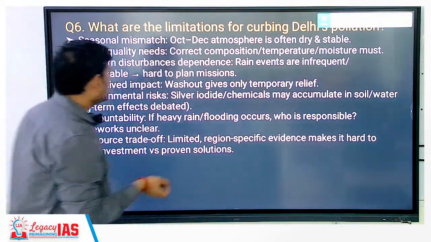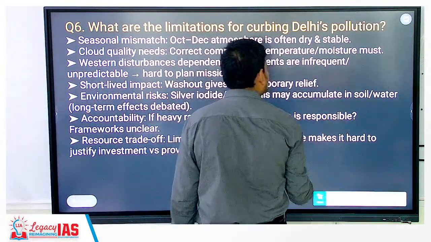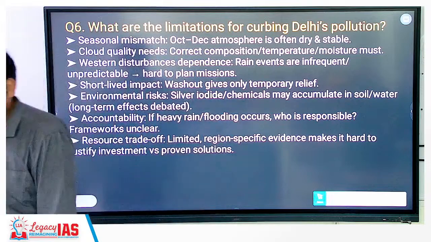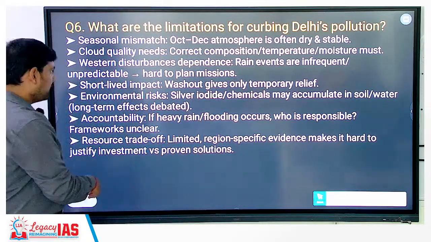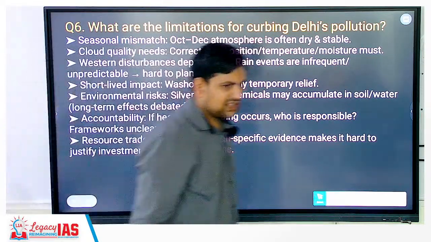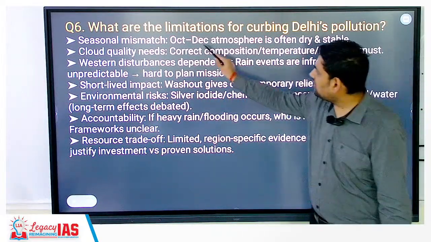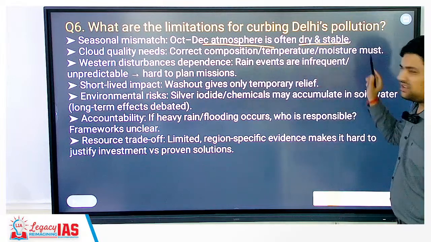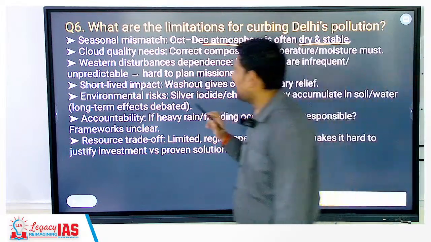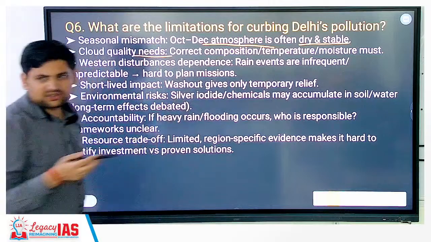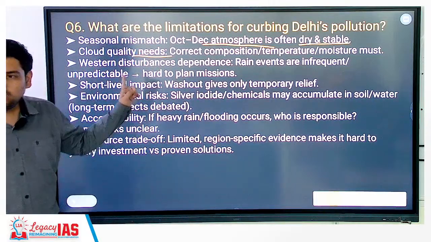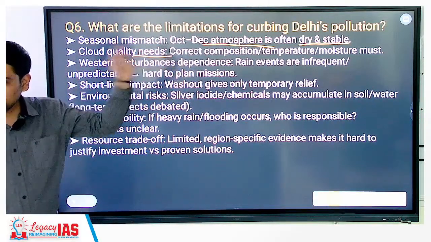Now, limitations in the case of Delhi's pollution. First thing is there is a seasonal mismatch: as we understood, from October to December the atmosphere is dry and stable. Cloud quality needs are not being met, as we understood. Water-laden clouds are not present in enough amount.